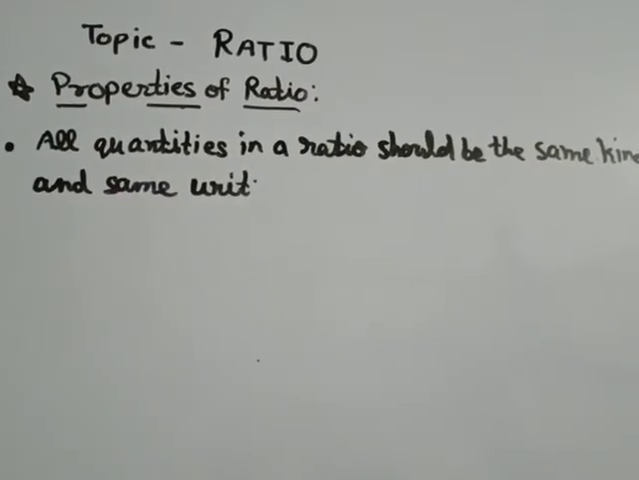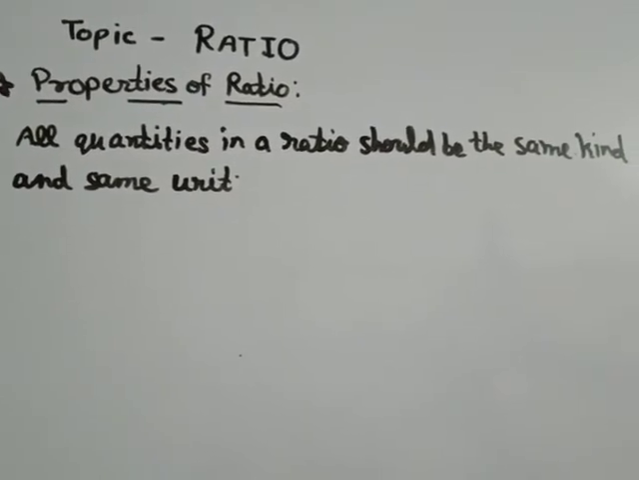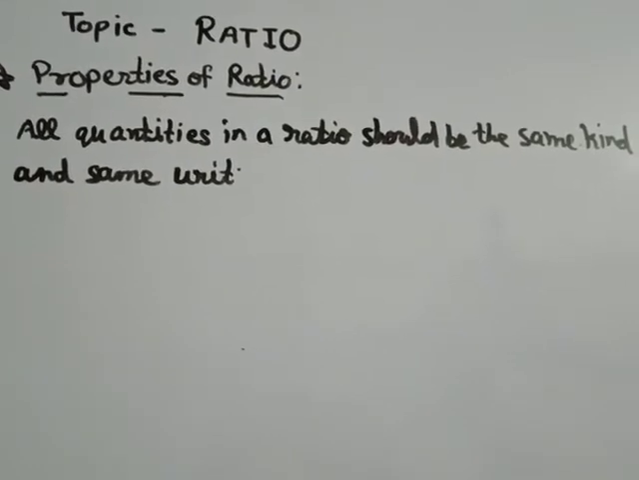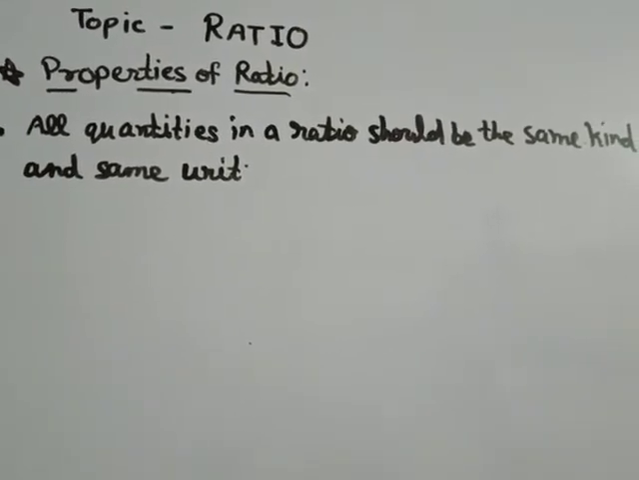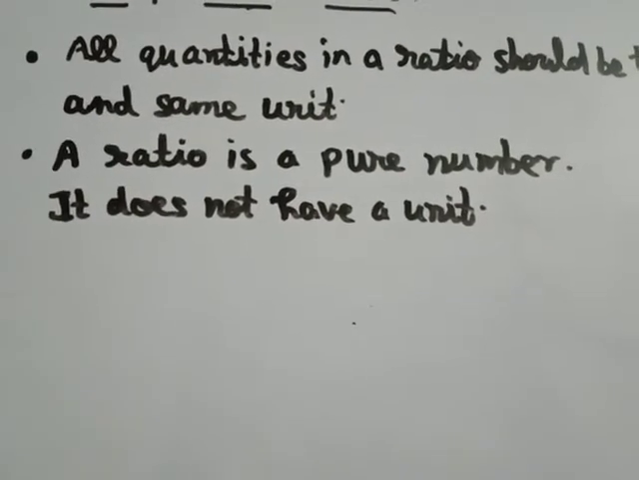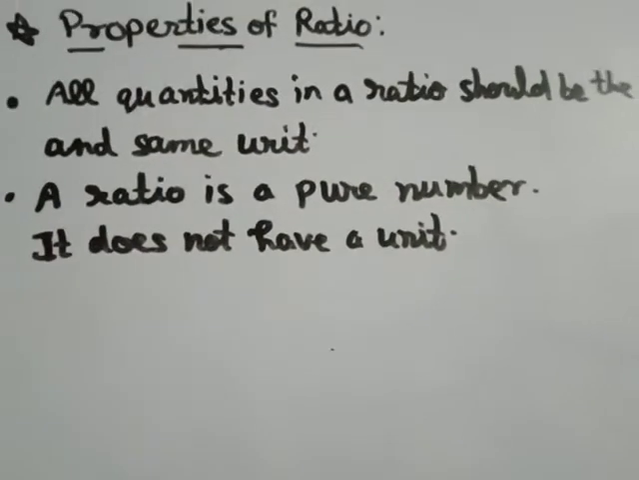Now the properties of ratio I have discussed earlier. All quantities in a ratio should be the same kind and same unit, not different units. The second property is a ratio is a pure number. It does not have a unit, meaning any ratio has no unit.